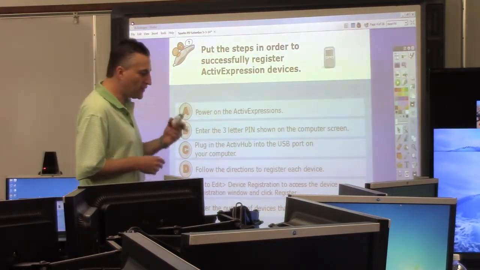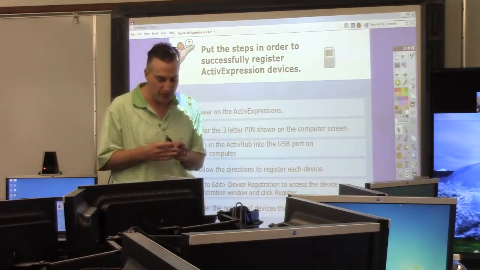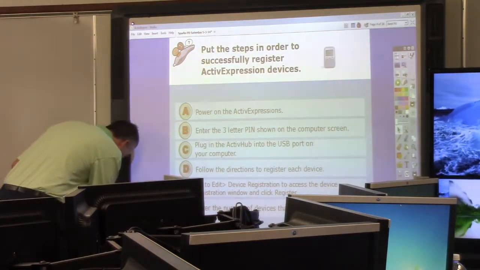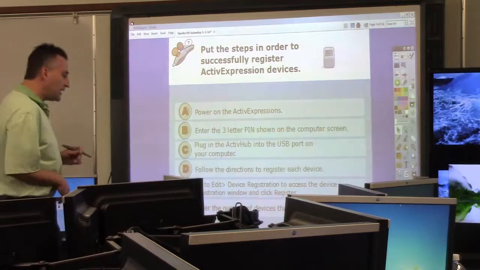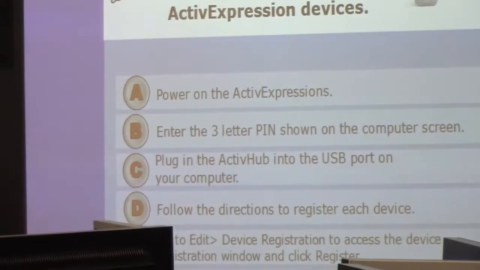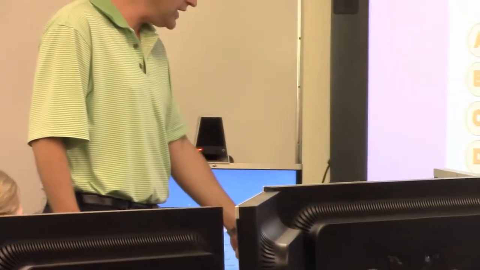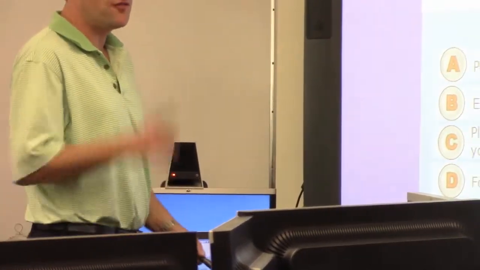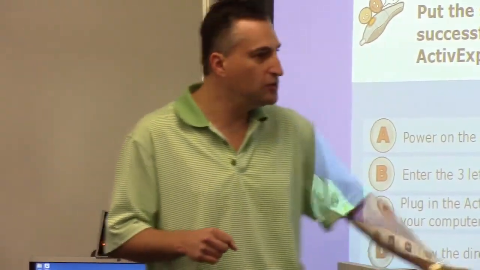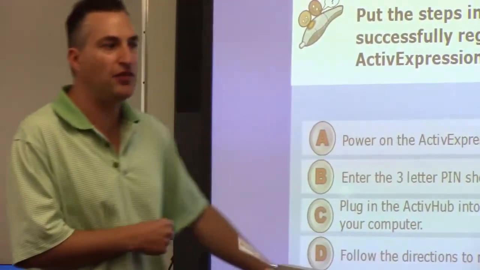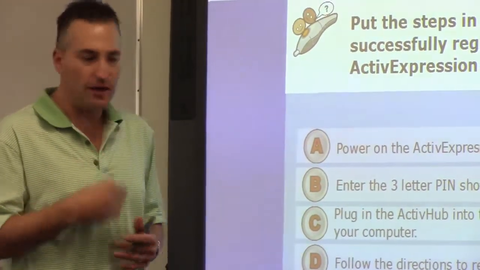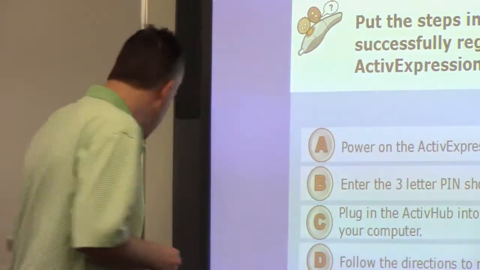We're not going to do this activity yet, but we are after I show you the demonstration. So the first thing is, how do you register these? Well, first you plug the ActivHub into your USB port. There's a blinking light that will be red, and when it turns green, you know it's ready to go. The first time you plug it in, it's going to say that there's new hardware found. So you have to wait for it to say the hardware is installed, and then it works.